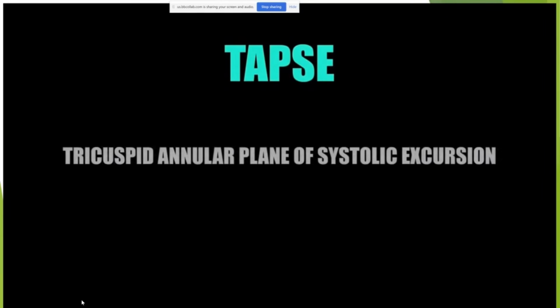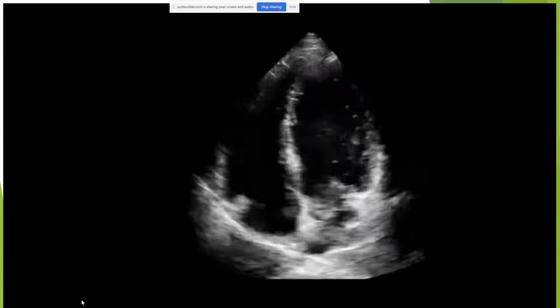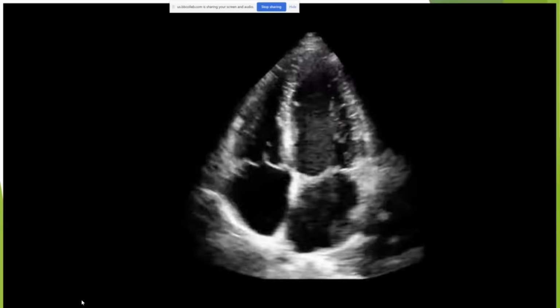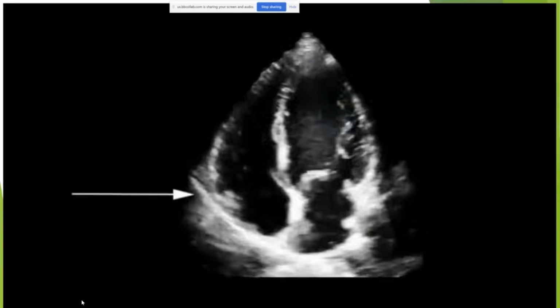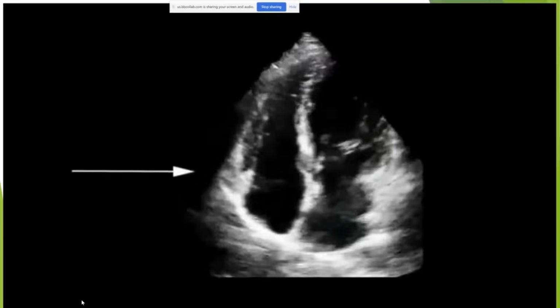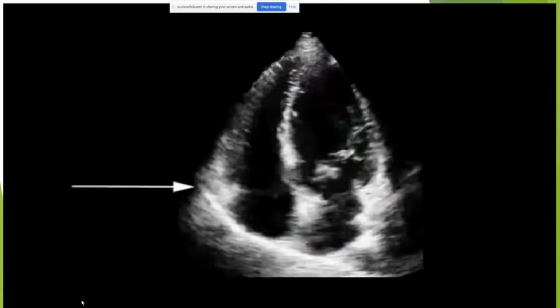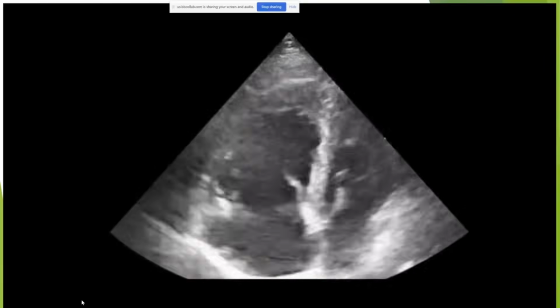Let's talk about TAPSE. The reason why we say TAPSE is because it's way easier to say than tricuspid annular plane of systolic excursion. So it's basically how well that tricuspid annulus is moving during systole. So you got your apical 4-chamber view. That's where you want to do this. And you're focusing in on this little thing right here. You're focusing in on what that annulus is doing. Is it moving well or is it not? You can eyeball this, but it's better to just measure it out. There's a binary thing: is it doing well or is it not?